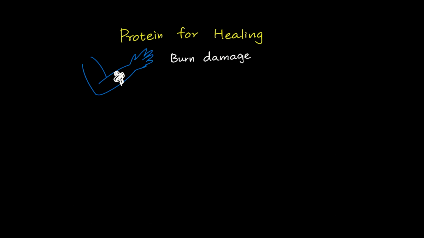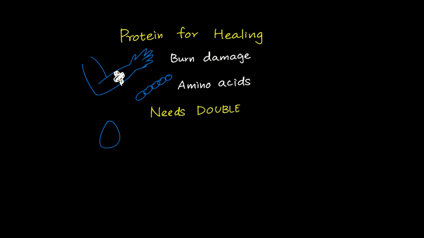Let's look at why protein takes the spotlight during burn recovery. Burns destroy skin, underlying tissue, and sometimes muscle. Rebuilding that tissue requires amino acids, and amino acids come from protein. Burn clients lose nitrogen rapidly through wound drainage and increased metabolism, so daily protein needs can double compared to healthy adults. Eggs and fish are high-quality protein sources that deliver all the essential amino acids for tissue synthesis.